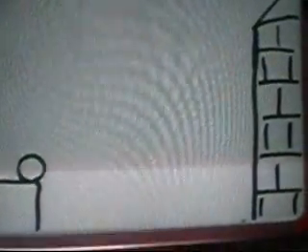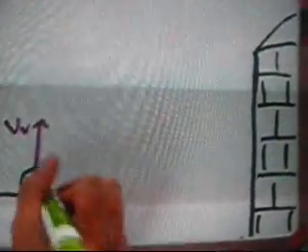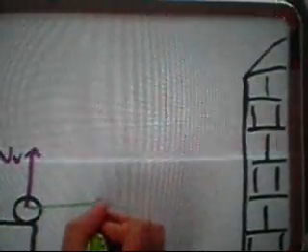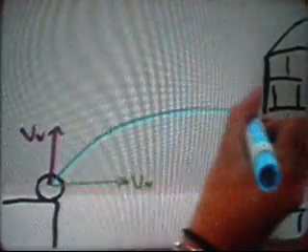So this is what we have so far. We have the melon on the bench on the left and the wall on the right. Now we know that the melon has a vertical velocity upward, a horizontal velocity to the right, and a total velocity, which was the path it took into the wall.